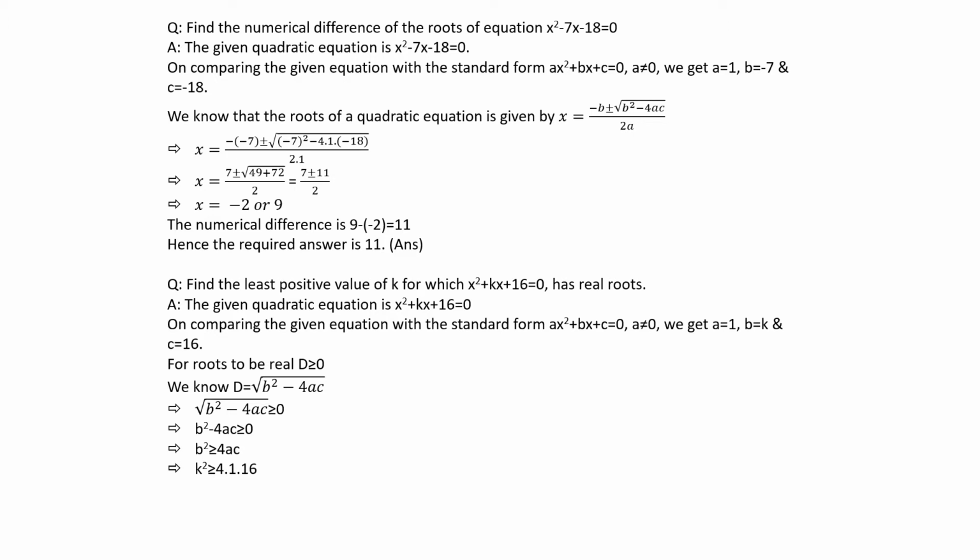Now putting the values of b, a and c, b is nothing but k. So k square must be greater than or equal to 4 into 1 into 16, which is nothing but k square must be greater than or equals to 64. Taking the square root on both the sides, k must be greater than or equals to 8. Thus, the least positive value of k is 8, is the answer.